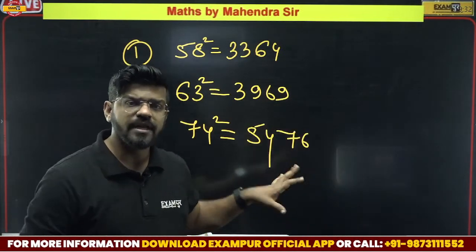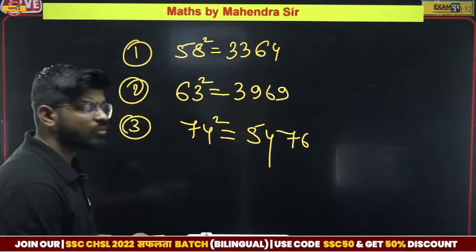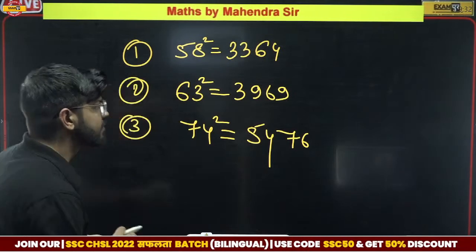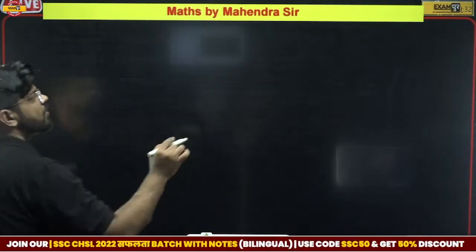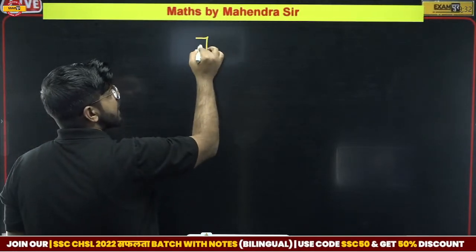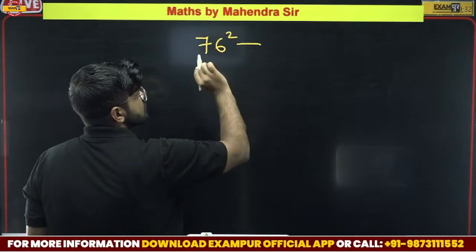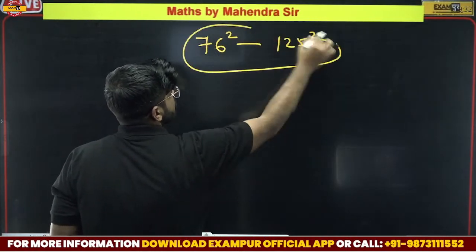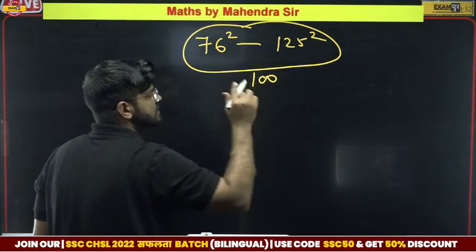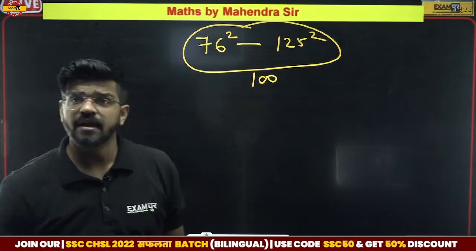Okay, now I'm going to tell you different techniques to calculate in mind only. Now I'm going to tell you how to find the squares from 76 square to 125 square. And for this we are going to take the base as 100. We are going to take base as 100 here.